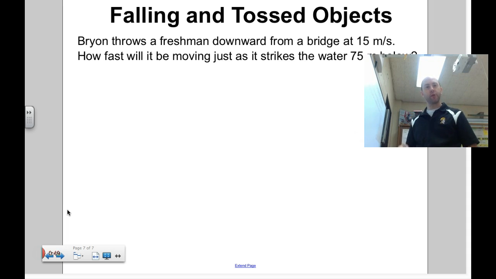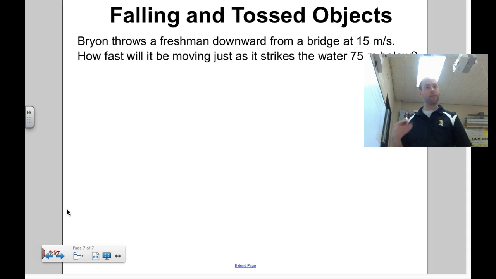It says Brian throws a freshman downward from a bridge at 15 meters per second. Before I get any further, it's important that it says he throws the freshman at 15 meters per second. If it would have said dropped, then usually if you drop something, there is no initial velocity. But since you're actually throwing something, there is an initial velocity of 15 meters per second. So Brian throws a freshman downward from a bridge at 15 meters per second, presumably his brother. How fast will it be moving just as it strikes the water 75 meters below?